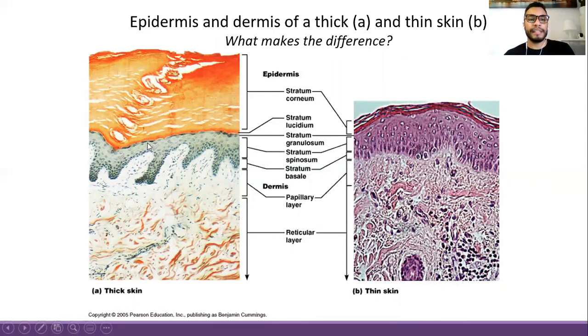This here exemplifies the differences between epidermis and dermis in the thick and thin skin. But actually, what makes the main difference? This is the question. What makes the difference is the stratum lucidum that you see here, which is only present in the thick skin. We don't have stratum lucidum in the thin skin. The dermis is very similar in both thick skin and thin skin. So what makes the difference is the stratum lucidum.